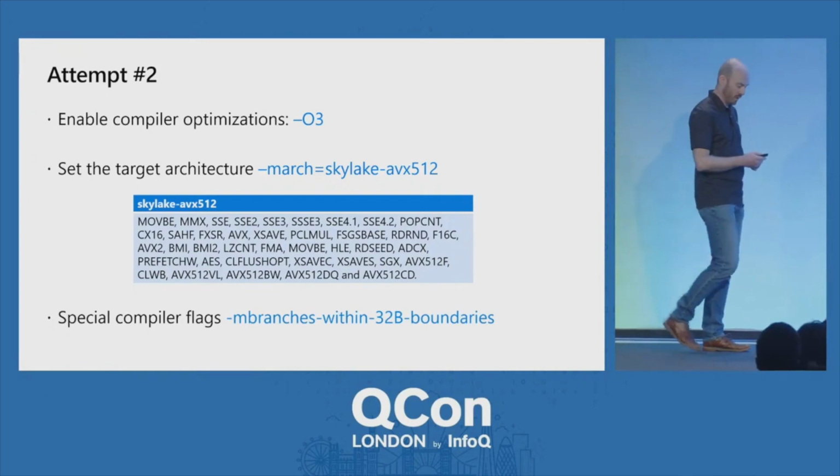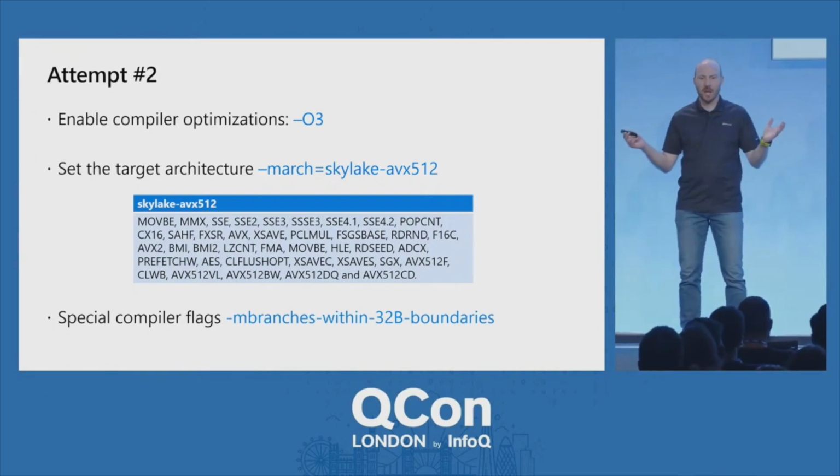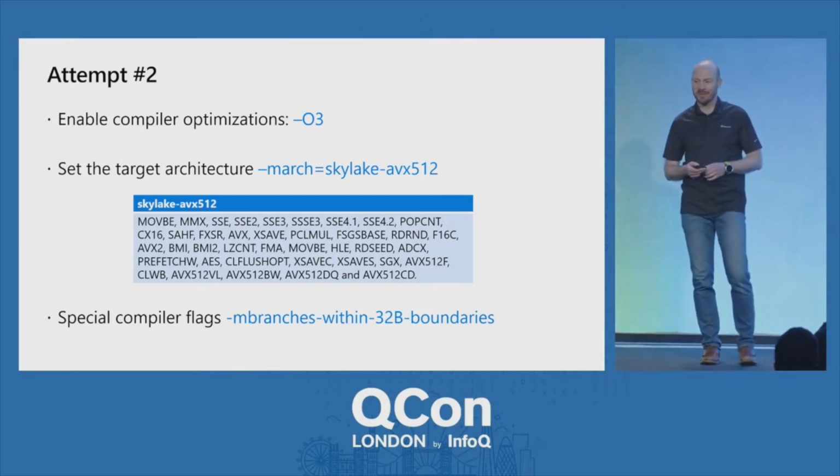OK, I've got one more here. The M branches within 32-byte boundaries. How many people use flags like this compiling their code? Some people?